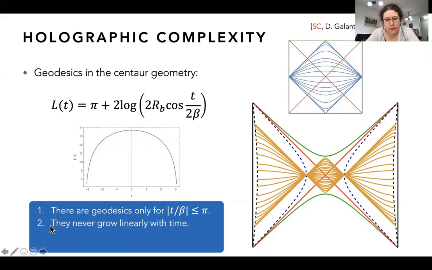The geodesics never grow linearly with time. In fact, they even decrease as a function of time. As you can see, they start with the maximal value, they decrease, and then at some point, which is a time of the order of the inverse temperature, the geodesics essentially hit scri plus and they stop. At this point, the geodesics are almost null everywhere except at this tip, which is very close to scri plus, so it has a very large contribution of pi.